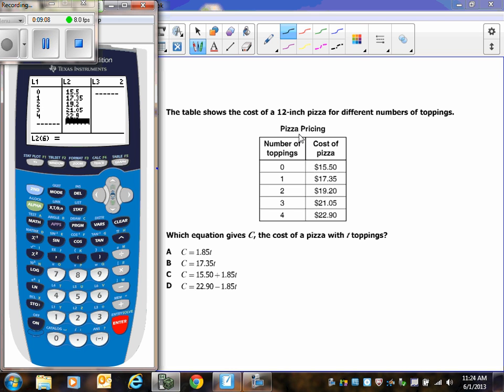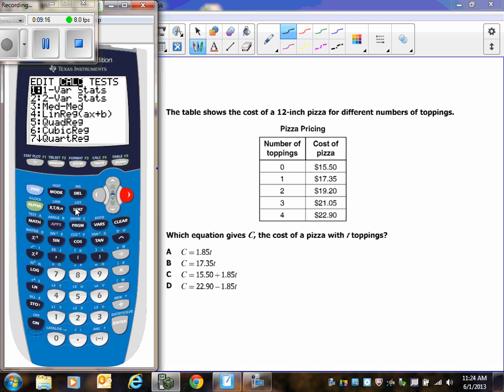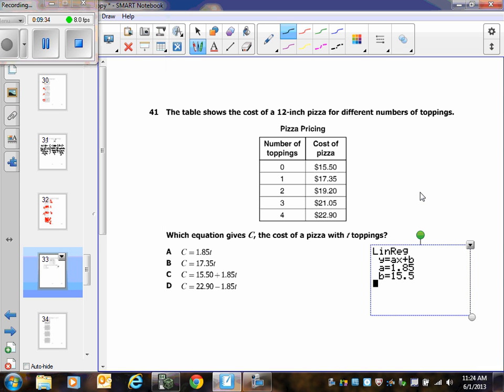Now, I want to calculate the equation of this line. To do that, I go back to statistics. I arrow over to calculate, and I want to calculate a line, which is choice 4. Then when I push enter, I get my slope and my y-intercept. So the equation for this will be, just go ahead and put this in. Notice it's y equals 1.85x plus 15.5, which is equivalent to our choice C.